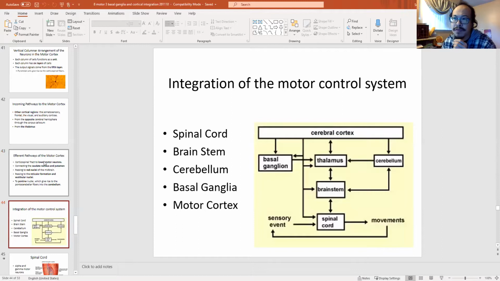Here is an overview again about this motor control system. We should now have the sense that motor and sensory are quite different. Sensory, in a way, works by itself. You can talk about the visual and you don't really need to talk about anything else. You can talk about the somatic sensory and you don't really need to talk about anything else. We can choose to talk about one and the other.